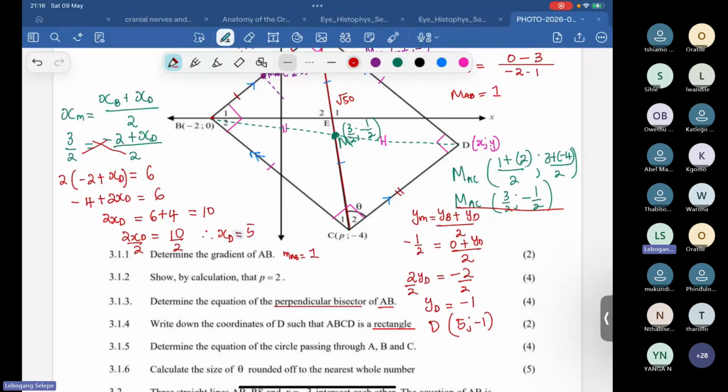In conclusion, do you all see how we calculated the coordinates of D?